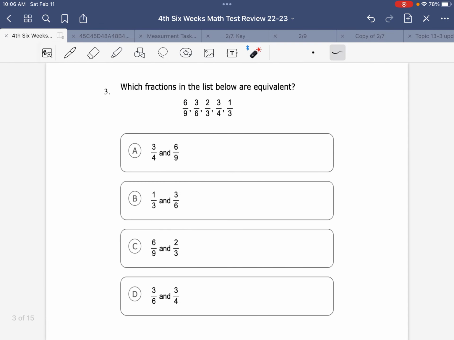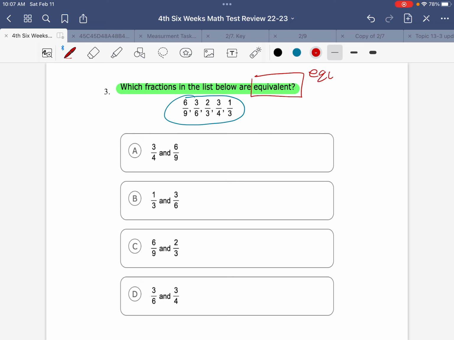Okay, number 3. Which fraction in the list below are equivalent? So I have all these fractions. So I'm going to do my cube, circle my important numbers, underline my question, which fraction in the list below are equivalent? Okay, equivalent, again, means equal or the same. And we're looking for which fractions in the list below are equivalent, are equal, okay?